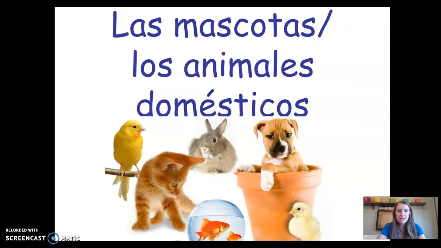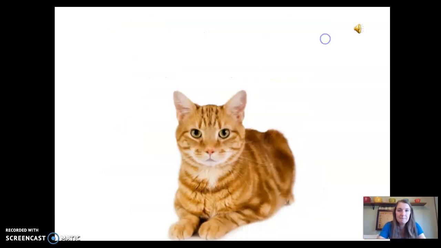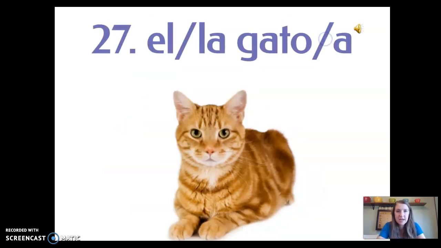All right, we have pets, las mascotas or los animales domésticos. So mascotas is not really a cognate. It sounds like mascot, which it's not really a cognate, but excuse me, animales domésticos is definitely a cognate. A domesticated animal, right? All right, here's our cat, so cute.